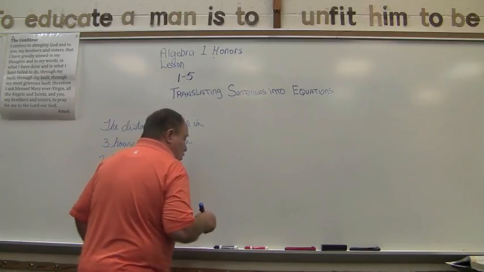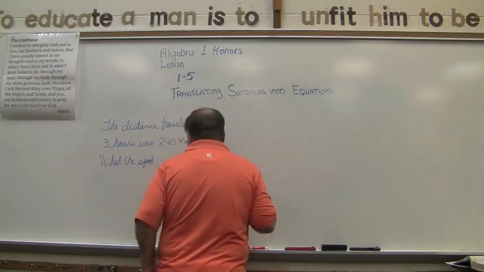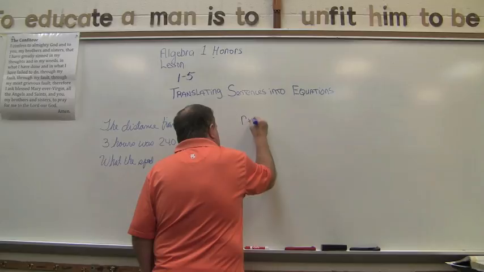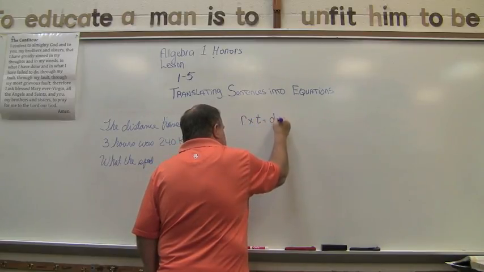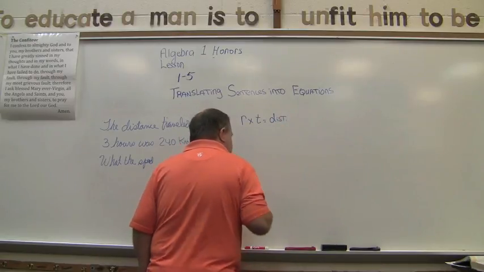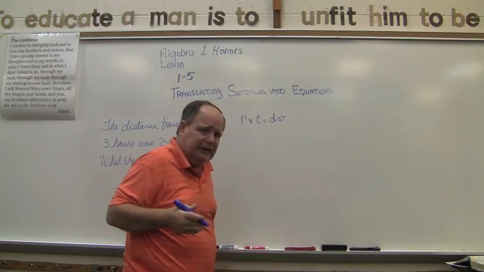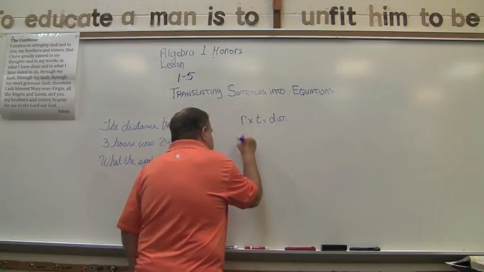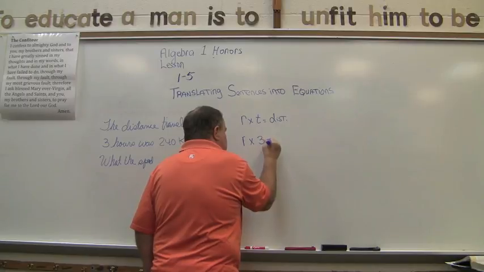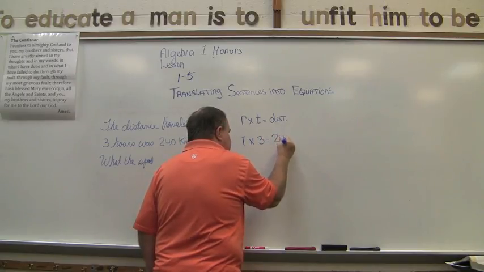All right, well, we should know that the rate, our speed, we call it rate. Rate times our time is what we call distance. Okay, this is called the distance formula. All right, we don't know what our rate is. Our rate is how fast we're going, how fast we're traveling. So we're going to call it rate times 3 hours equals 240.